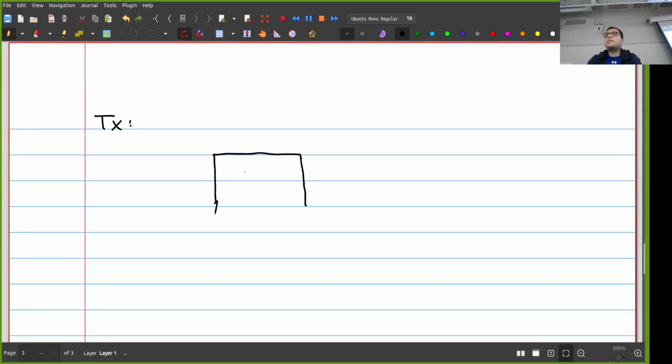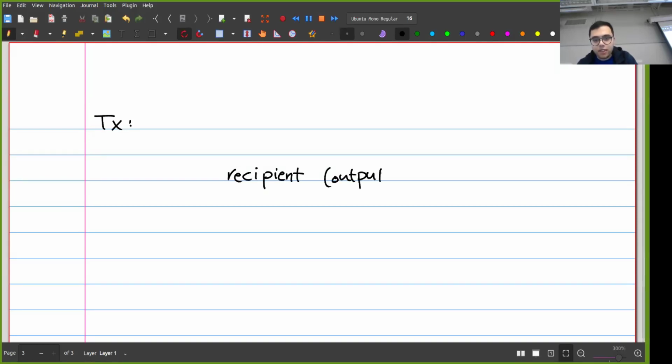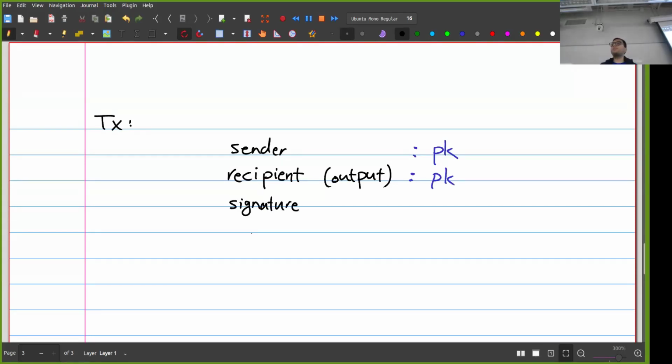Now, it can have a recipient, right? I say that it has a recipient. And by the way, I sometimes call the recipient an output. And of course, the recipient is always a public key. Okay. So this is just a public key. Of course, it's going to also have a sender. And this is also a public key. And we said that we need a signature, right? So I need a signature. And this should be a valid signature by the person who's sending it.